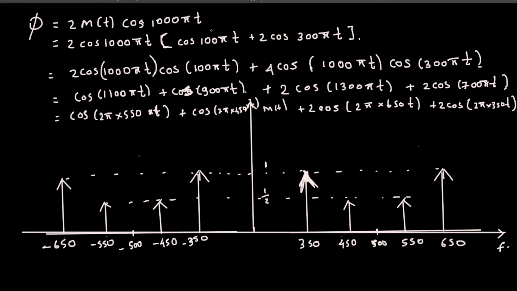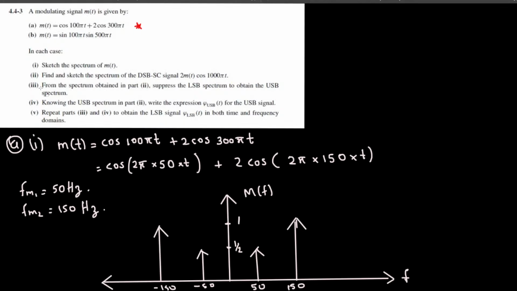And let's look at the next part. The next part of the question is asking, from the spectrum obtained in part 2, suppress the lower side band to obtain the upper side band of the spectrum. Okay, so here we have to just suppress the lower side band.